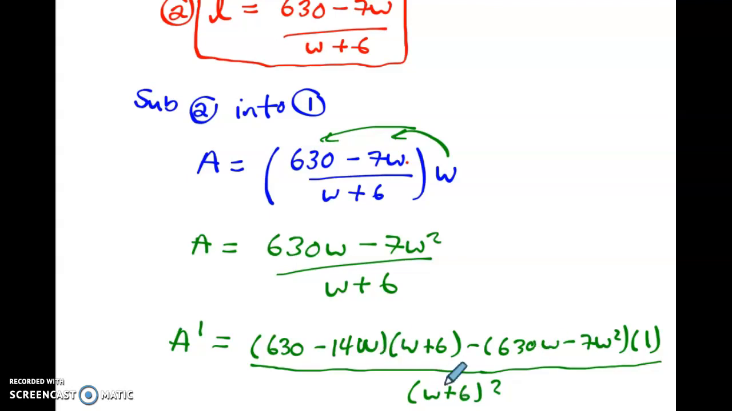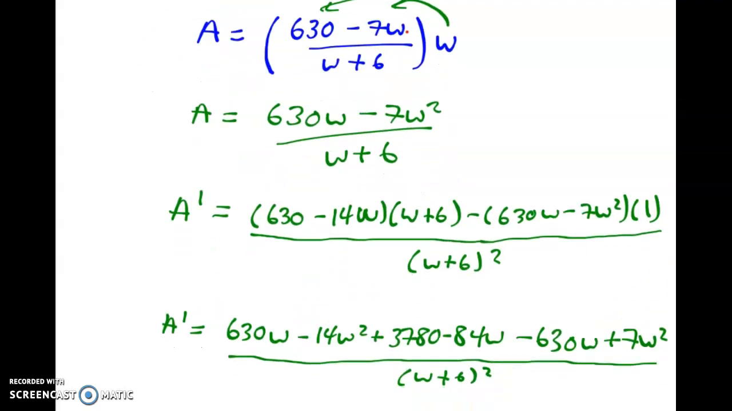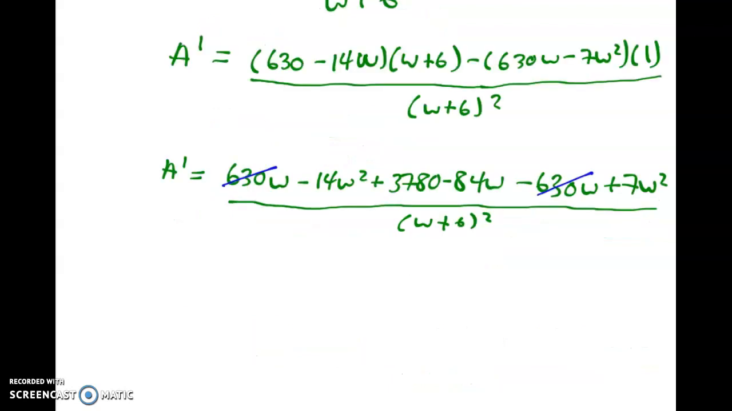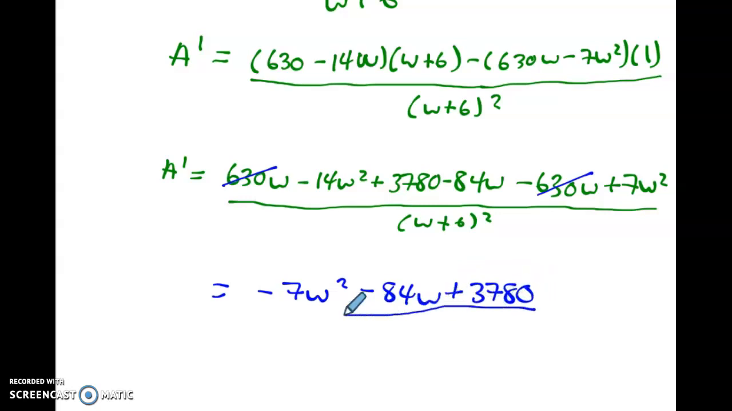To simplify this, I'm going to expand it all out, which is what I did here. And we can see that there are some terms that cancel. So the 630W cancels with the minus 630W. And then we can combine those two W squared terms. So that leads us to negative 7W squared minus 84W plus 3,780, and it's all over W plus 6 squared.